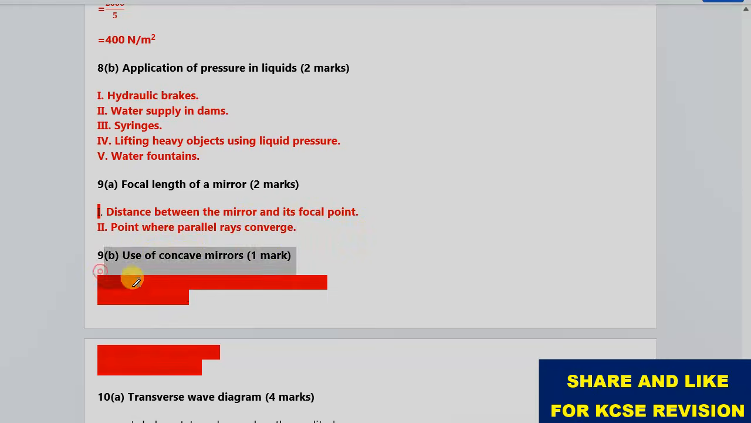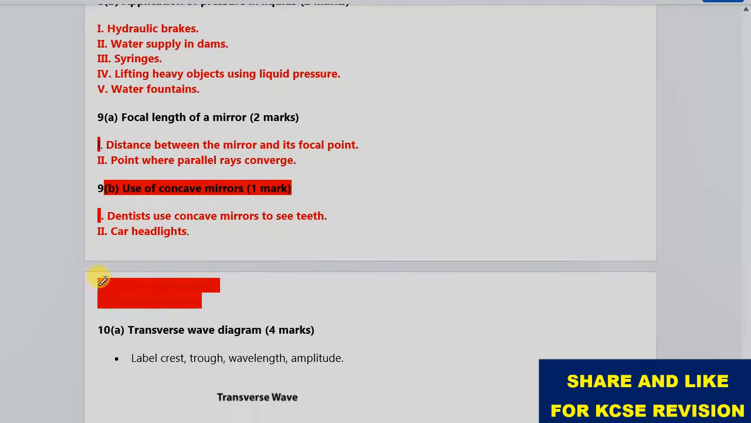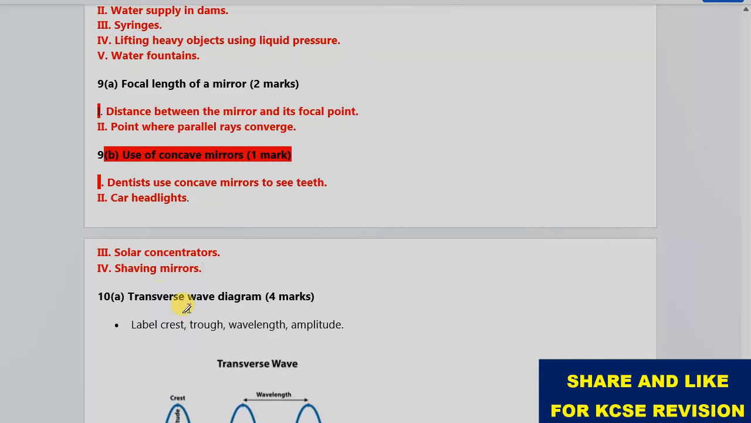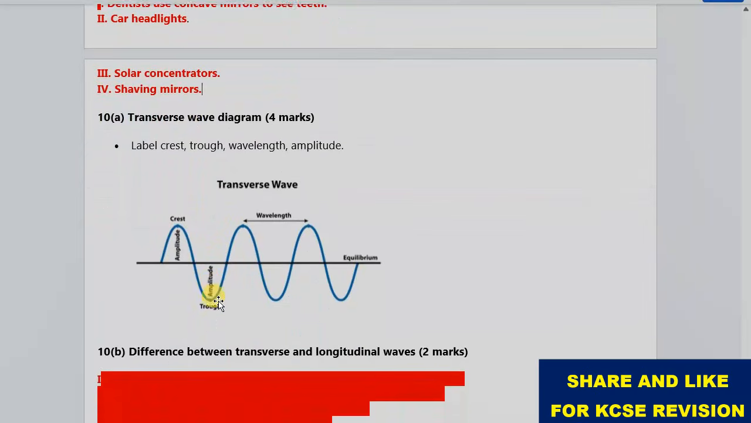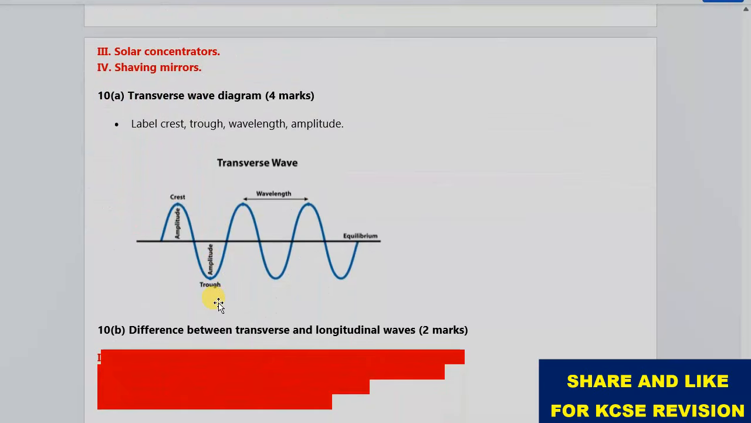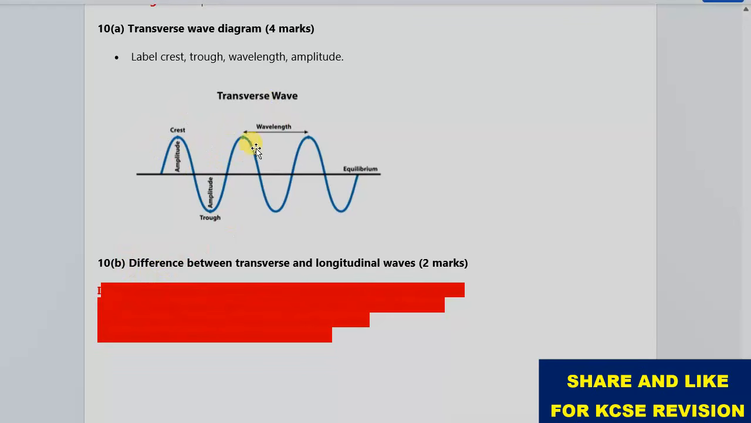Use of concave mirrors: concave mirrors are used by dentists to see the teeth. Car headlights use concave mirrors. Also solar concentrators, shaving mirrors. The transverse wave diagram: label the crest, the trough, wavelength, and amplitude. It has been labeled as you can see.